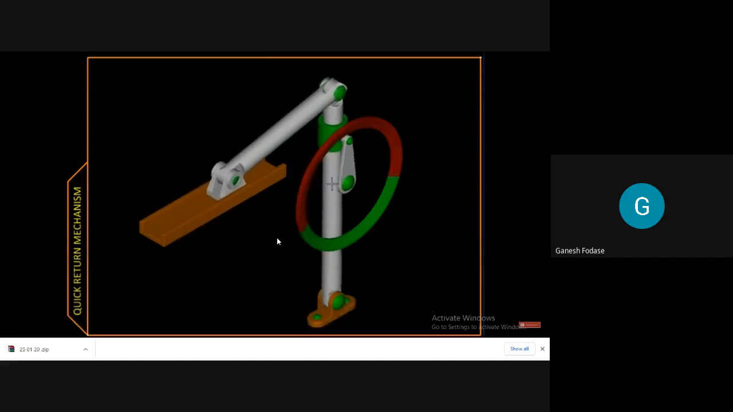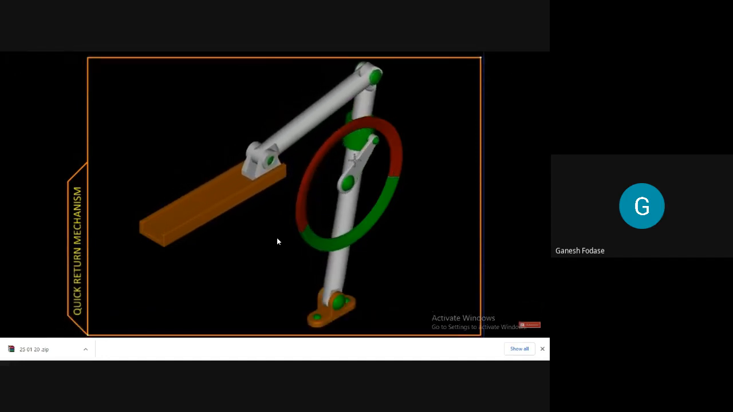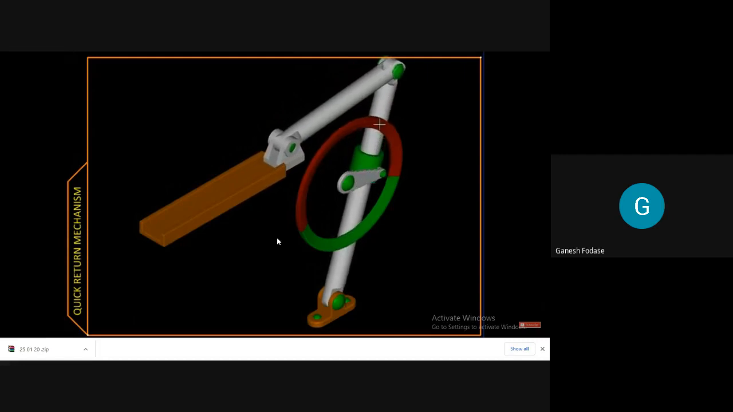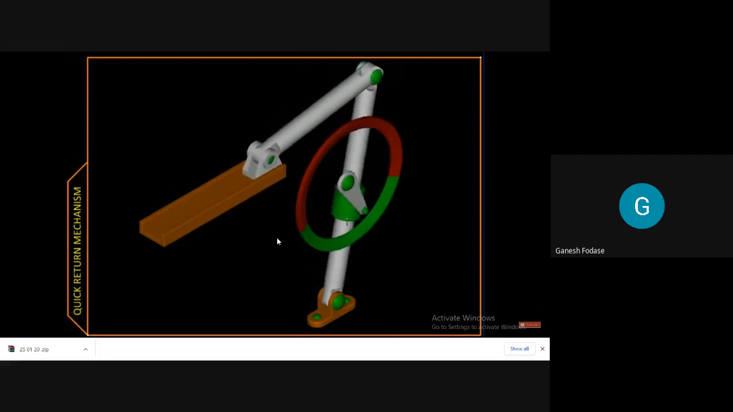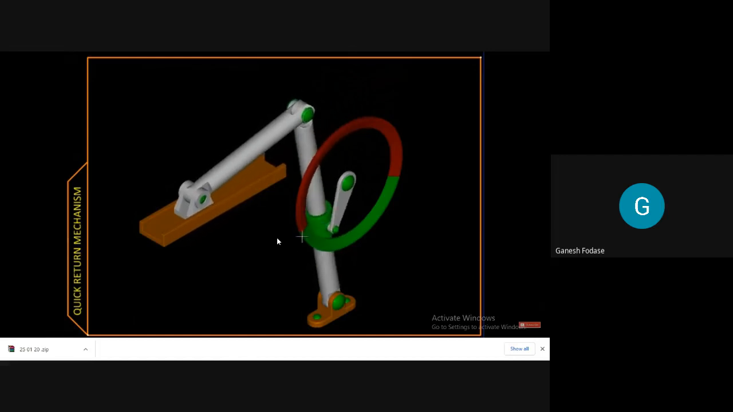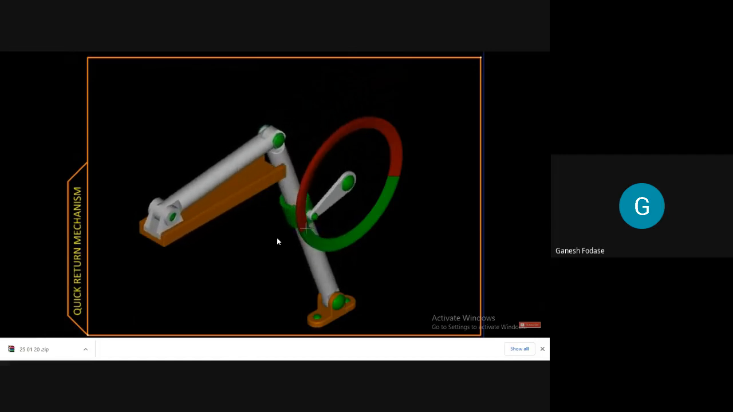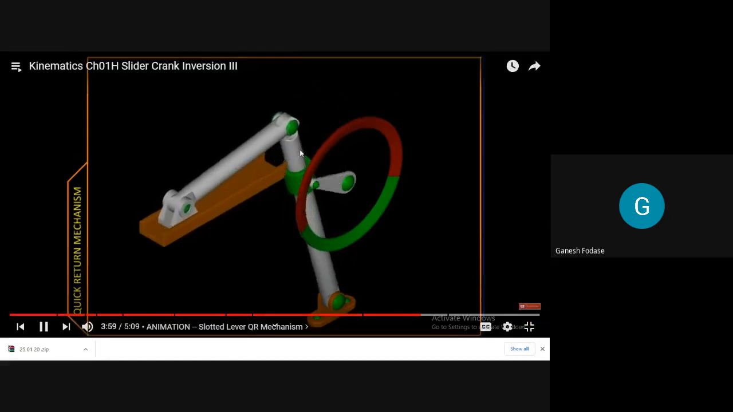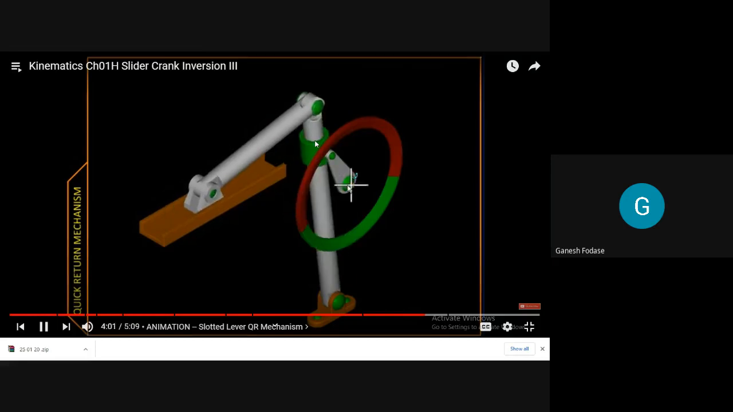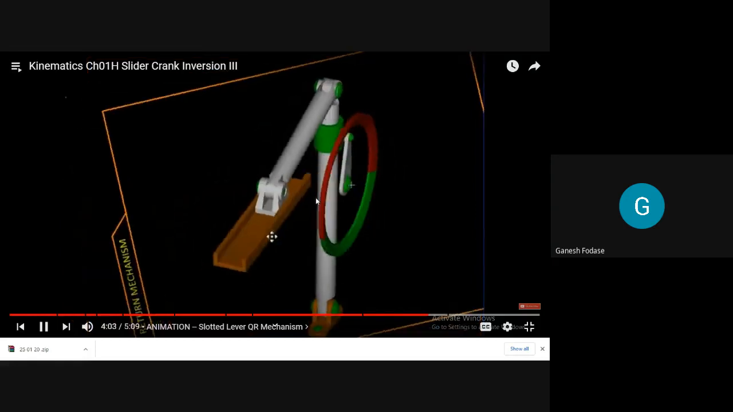So this one is forward and taking more time. You check it carefully. Now see the return stroke. Faster. And you observe the motion of the slider also, how it is moving. It slides as well as rotating.